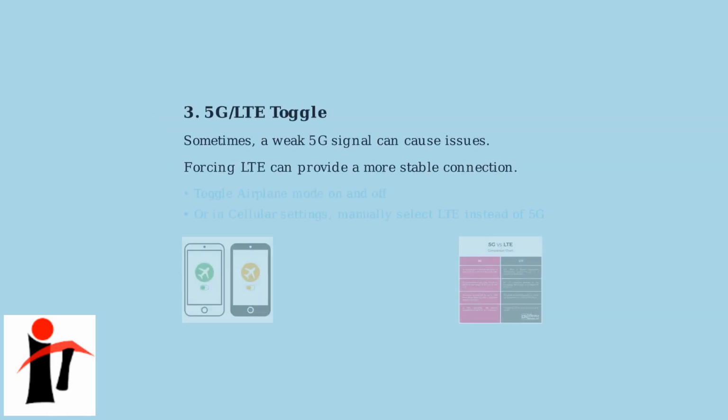Third, 5G LTE toggle. Sometimes a weak or unstable 5G signal can cause issues. Forcing your phone to use LTE can provide a more stable connection. Toggle airplane mode on and off, or in cellular settings, manually select LTE instead of 5G.